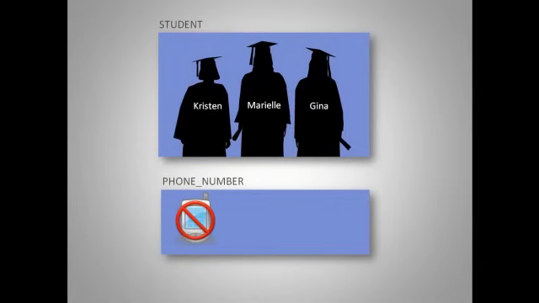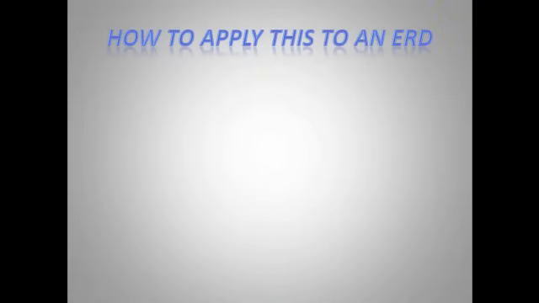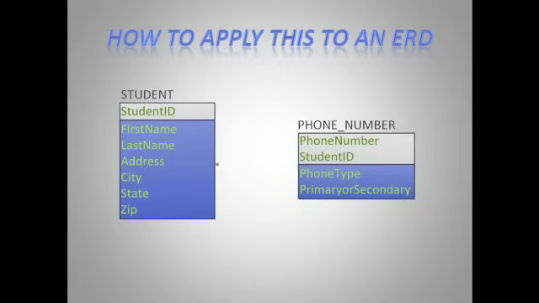A student can have 0, 1, or several telephone numbers. They may or may not have a telephone number. How to apply this to an ERD? Create a student entity and a separate phone entity. Then create a one-to-many relationship from the student to phone number. This means that one student can have many phone numbers.